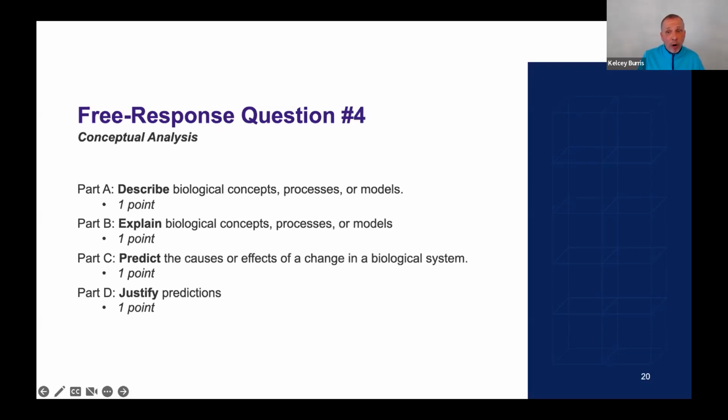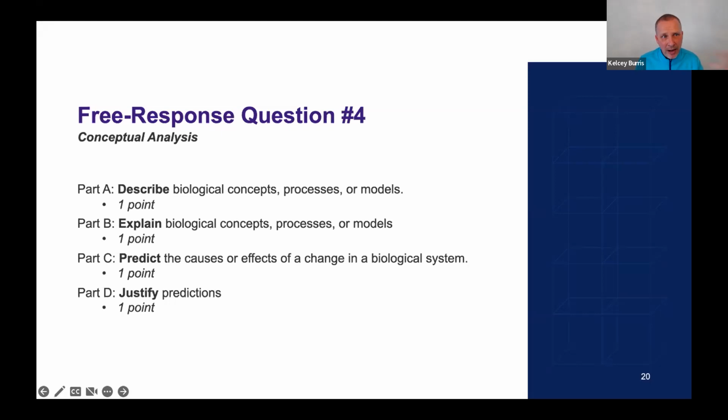FRQ number 4 is going to present an authentic scenario describing a biological phenomenon with a disruption, so something that causes it to change course. So part A, describing biological concepts. Part B, explaining these biological concepts. And then you have to predict the cause or effect of a change in a biological system. So what would happen if the temperature changed, or whatever it might be. And then you have to justify those predictions.